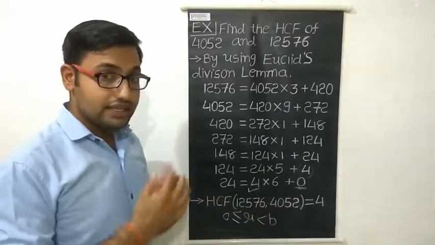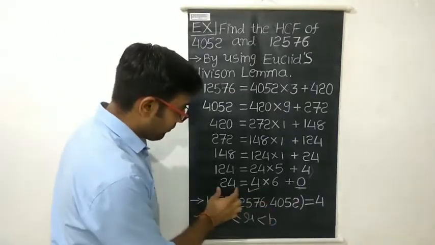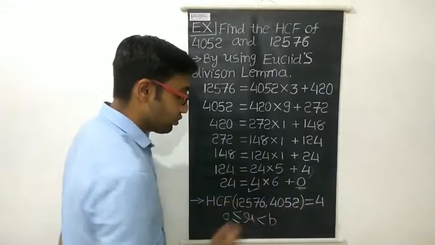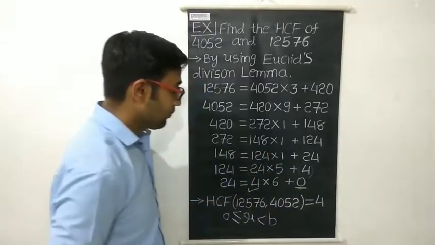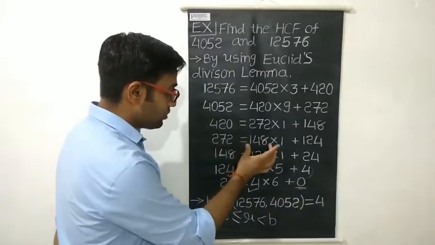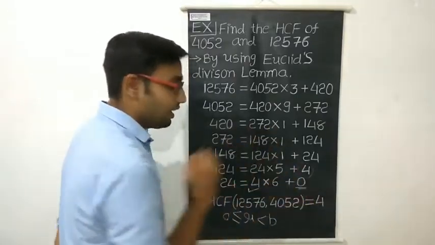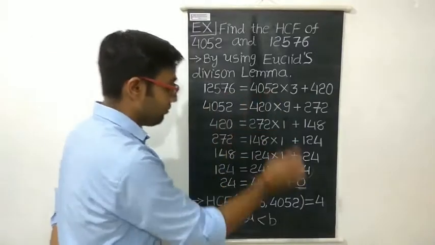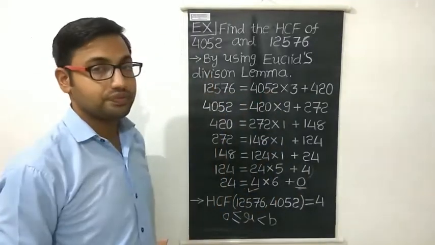Okay? And why is the HCF we get here, 4, correct for these two numbers? This process works because the HCF of 24 and 4 is 4. The HCF of 124 and 24 is also 4. The HCF of 148 and 24 is also 4. In the same way, for each of these pairs of numbers, the HCF is also 4. That is why this process works.